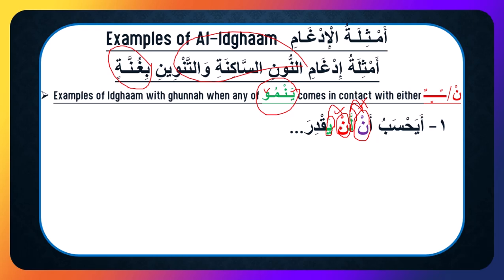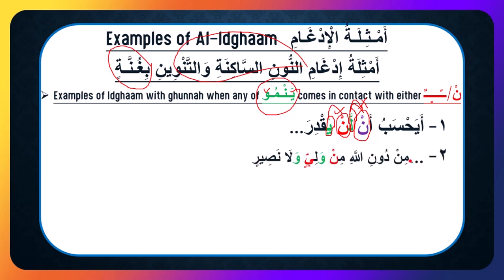So we say lanya. Again, we'll be reading this verse one more time just so we get it. Ayahsabu al-lanya qadira. That's for that. We'll move on to the next example.